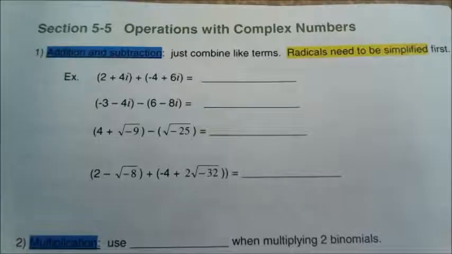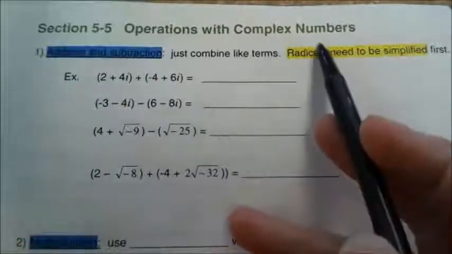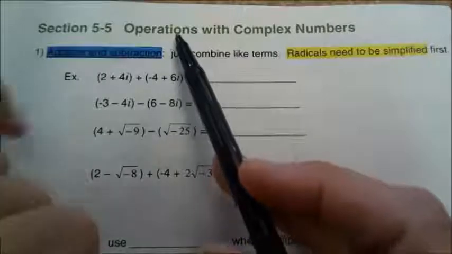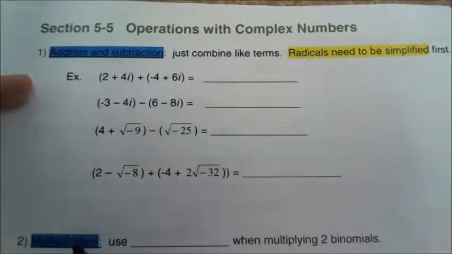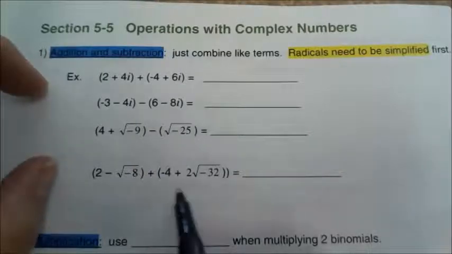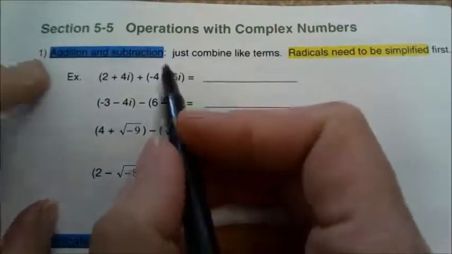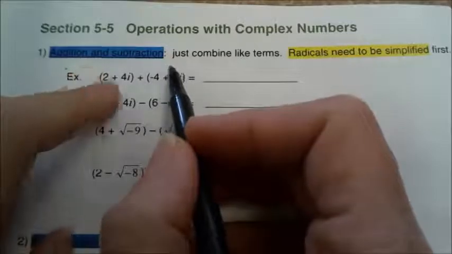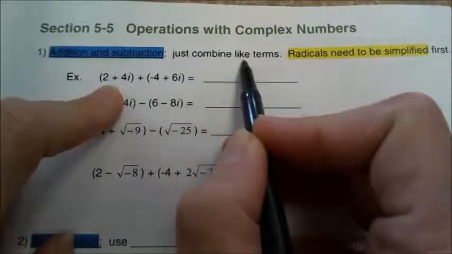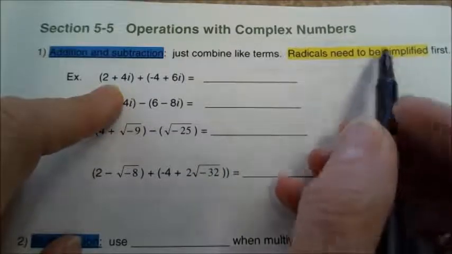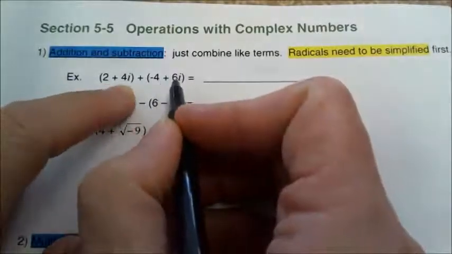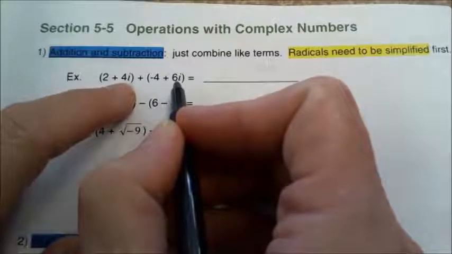On today's video, we're going to be talking more about complex numbers. What we're going to do is perform some operations, which is just addition, subtraction, and multiplication, and then on the next page we'll do division. When you're doing addition and subtraction, all you have to do is combine like terms, and if you have a radical, make sure you simplify them first. So i's can be just treated like a variable.